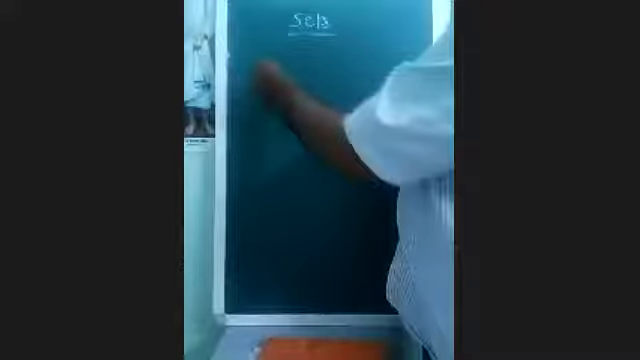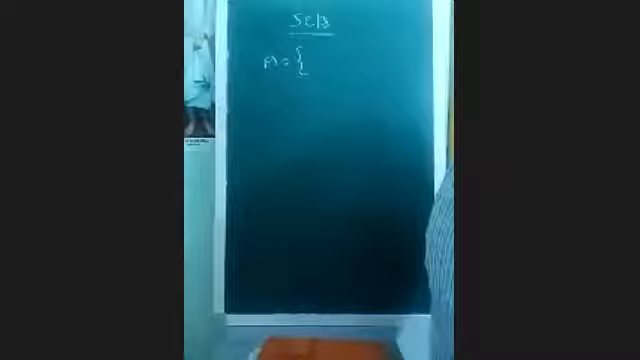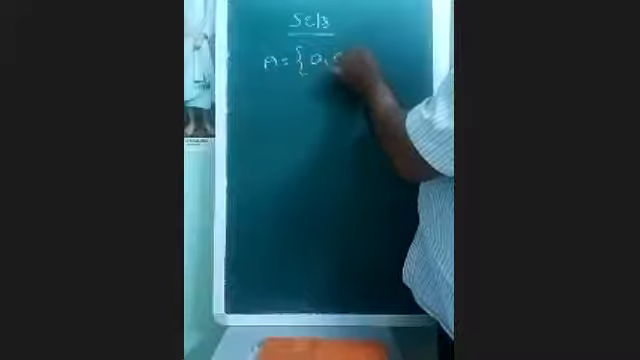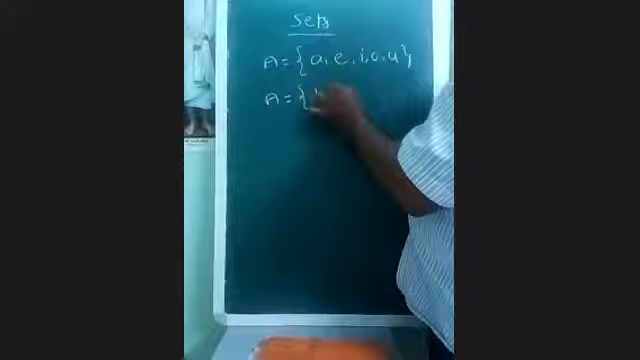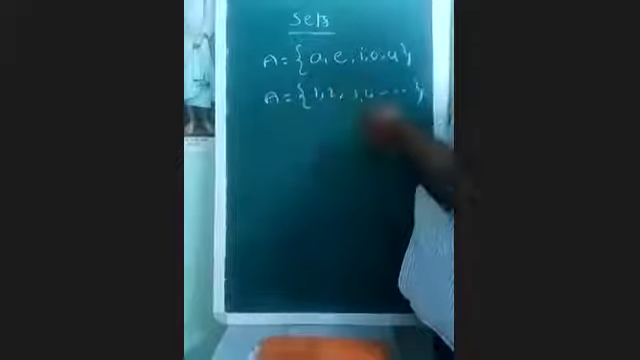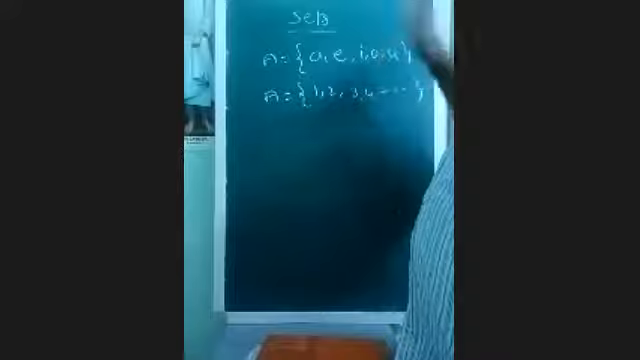What is the definition of a set, ma'am? A set means a well-defined collection of objects. Then this is called a set. For example, A is equal to the set of the vowel letters: A, E, I. Another example is the set of 1, 2, 3, 4, and so on. You observe that a set means a well-defined collection of objects.